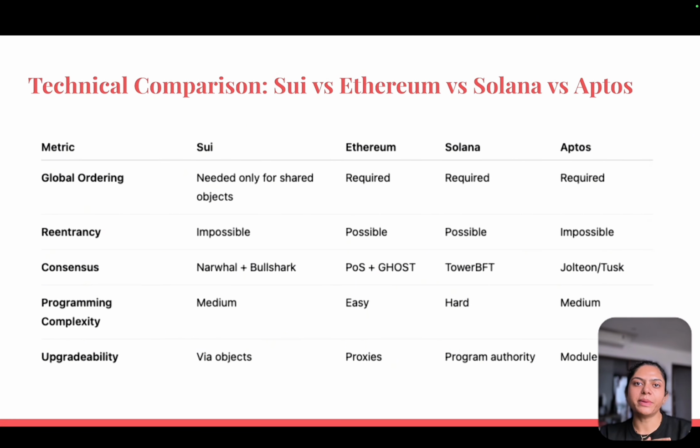So let me highlight the truth about all these blockchains. Ethereum is secure and decentralized, but slow with serialized processing. Solana is very fast, but has a monolithic architecture and heavy validator requirements. Aptos is also Move based but still account centric, with limited parallelism. And Sui is object based, with true parallelism, Move safety, and is ideal for high-performance workloads. So this is the whole comparison between the different blockchains.